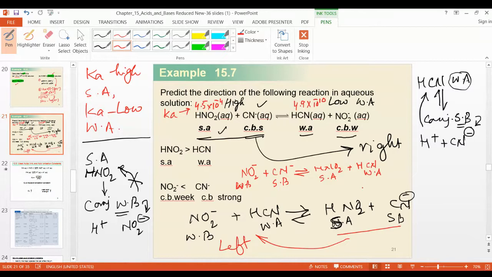So which direction does the reaction proceed? Both ways, teacher. It will not go anywhere. This situation is equilibrium. This condition is equilibrium. This will neither go left nor go right. This is at equilibrium.